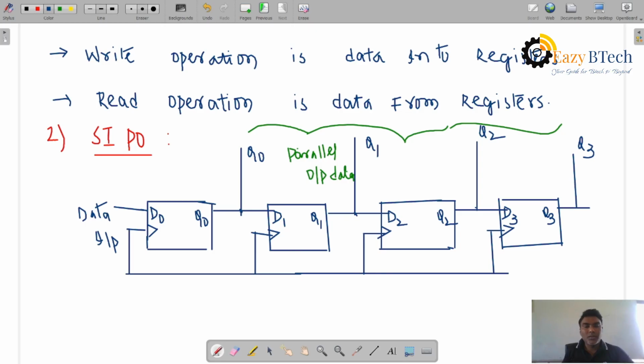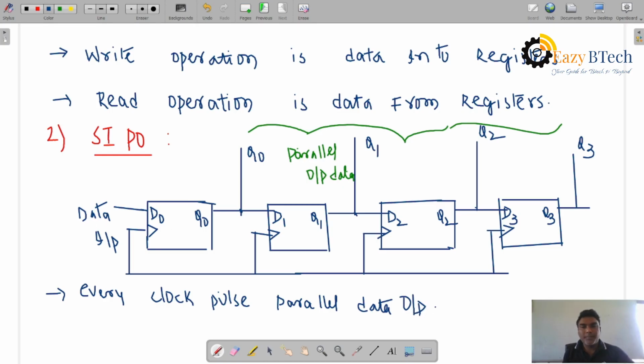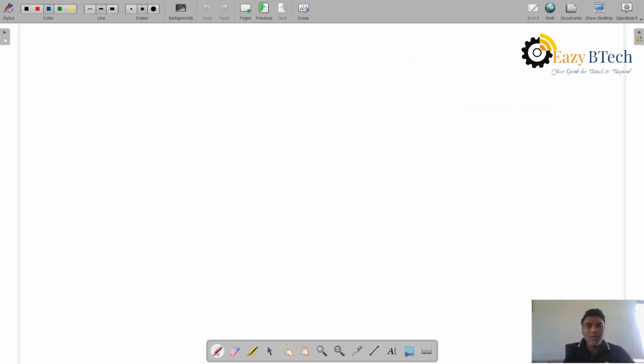So at every clock pulse, the parallel output data is taken. Parallel data output. So every clock pulse we apply, we take the parallel output data. So this is serial in, parallel output data, right? Now, what is the other one?